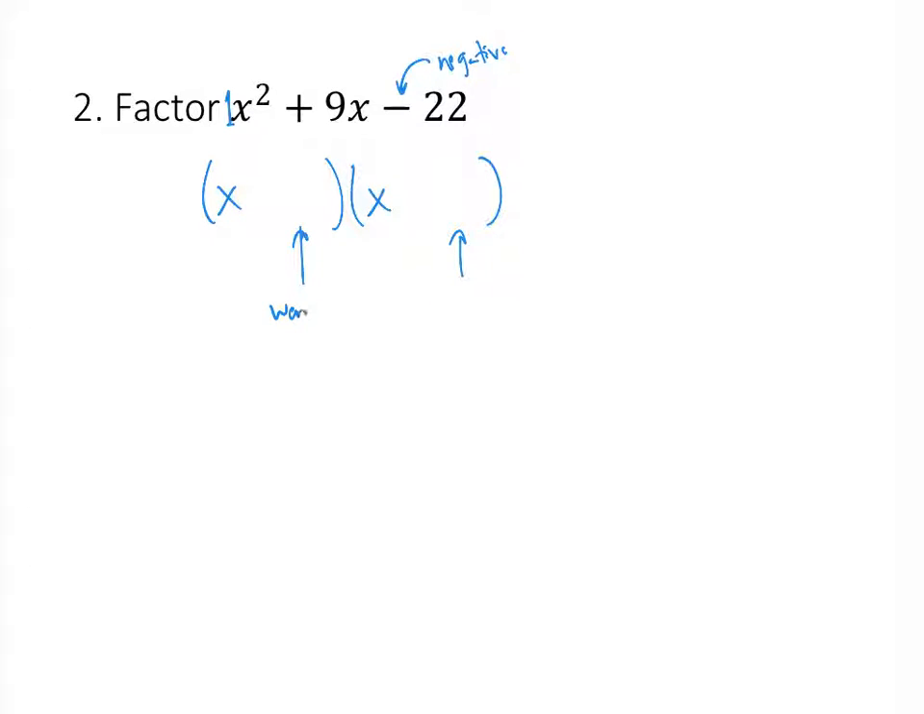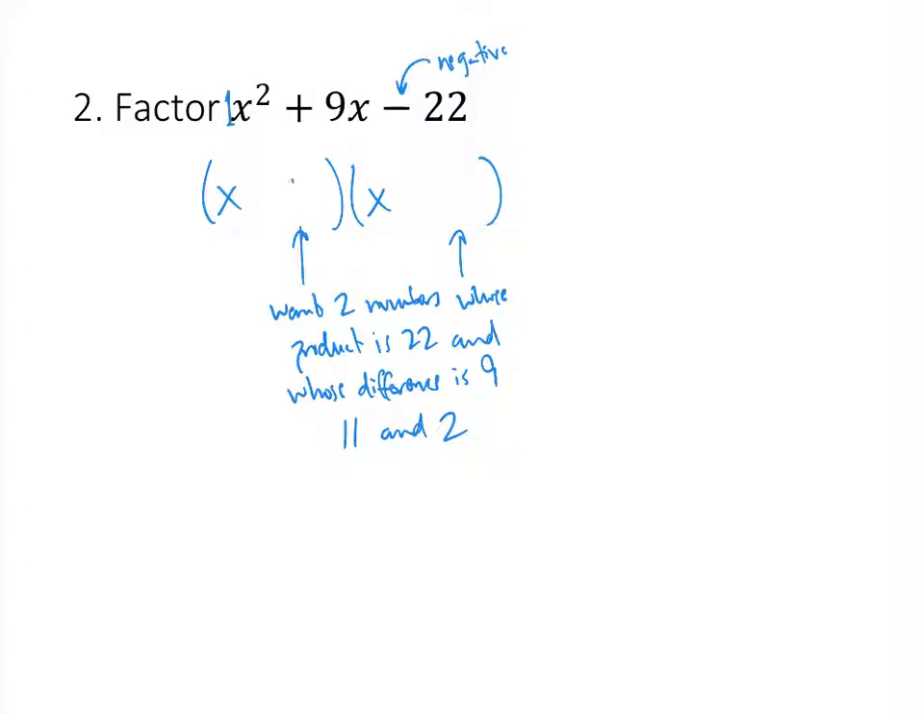So what we want to put here is two numbers whose product is 22 and whose difference is 9. And it's not too hard to think about. There's not too many ways to multiply and get 22, so the numbers that we want are 11 and 2. And the difference between 11 and 2 is 9.